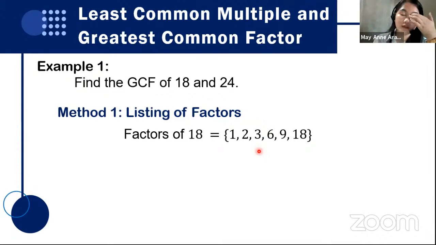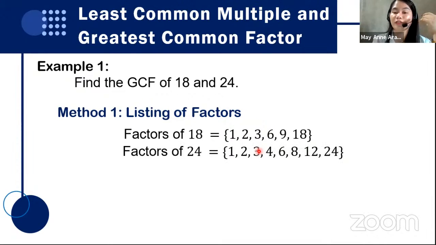And for 24, we have factors of 24. Again, begin sa 1. So we have 1 times 24, then 2. 24 is divisible by 2. So 2 times 12 is 24. Again, for 3, 3 times 8 is 24. And for 4, 4 times 6 is 24. And for 5 naman, 24 is not divisible by 5. So we know that we all have the factors of 24 na listed.